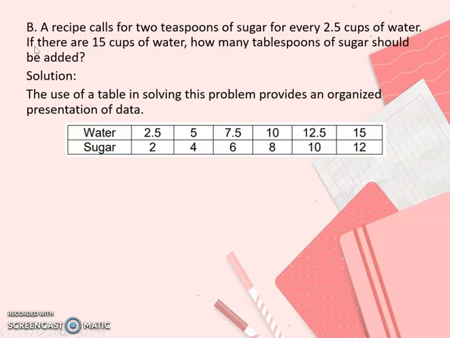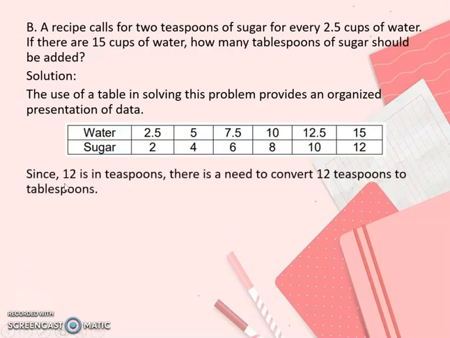You can already do it, if there are 15 cups of water, how many tablespoons of sugar need to be added. So, 2, 4, 6, 8, 10, 12, that is equivalent to 2 teaspoons of sugar. Okay? Next. Since 12 is in teaspoons, there is a need to convert 12 teaspoons to tablespoons.